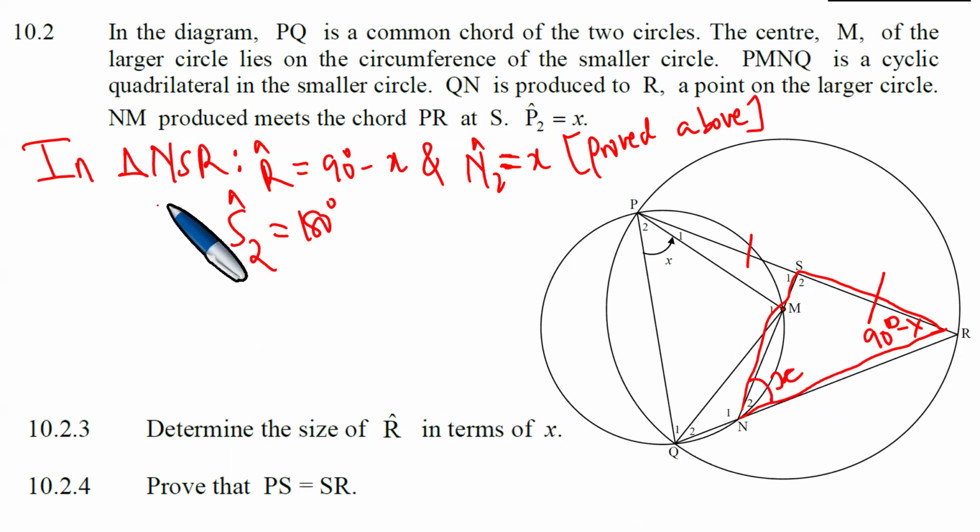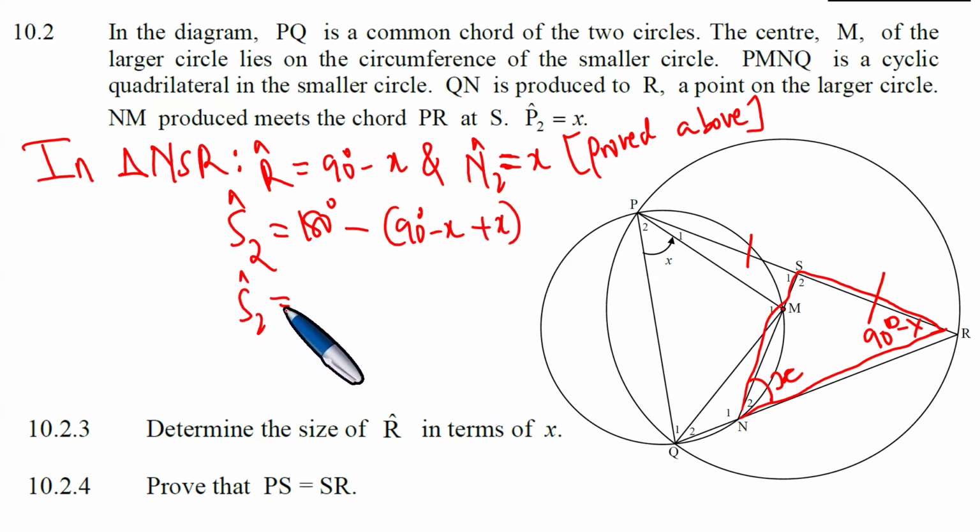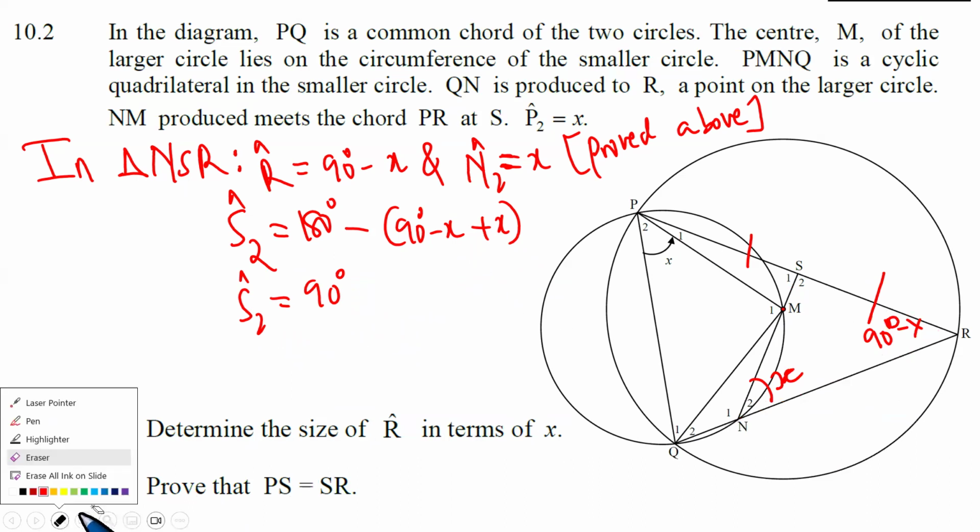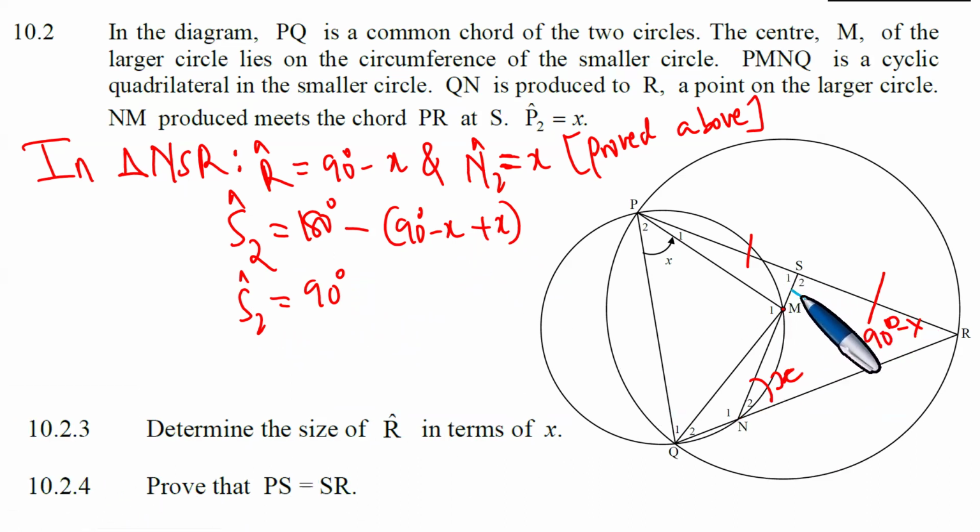But also, just look at the triangle NSR alone, we can add these together with these and get 180 degrees. So the angle S2 is 180 degrees minus these two angles, minus 90 minus X. So that we have angle S2 equals, okay, this is X minus X, which is 0. And then 180 degrees minus 90 degrees is exactly 90 degrees. What a beauty. Now, this is awesome. So we have, therefore, that the angle S2 actually exactly equals 90 degrees.